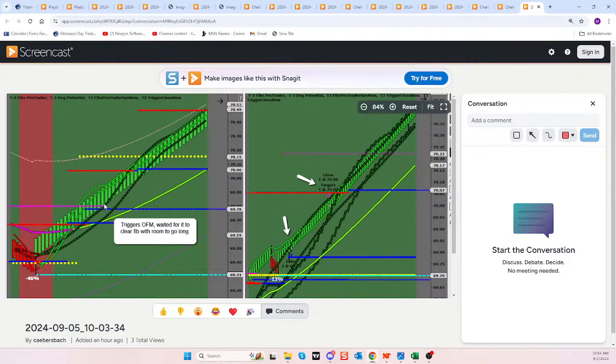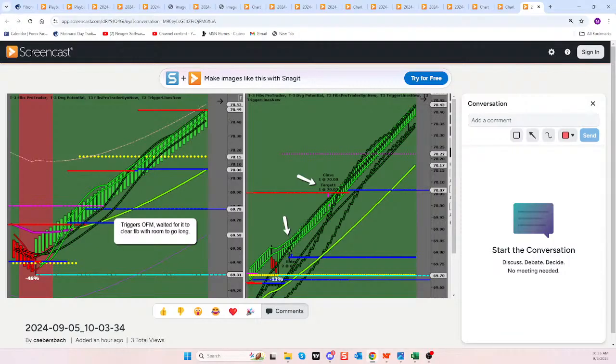Odds favorable, wait for it to clear the fib. She goes long, she gets paid. Nicely done, Christine. That's the perfect momentum entry right there. 69.80. She lets it clear the fib, almost. She's trading the potential to break.